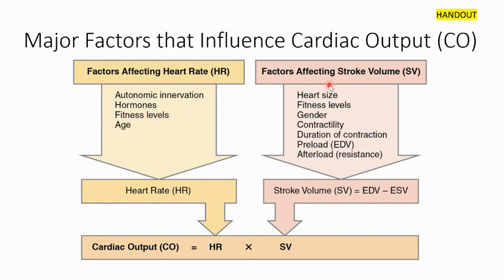What factors affect stroke volume? What factors affect the amount of blood leaving the heart with each beat? The size of your heart, the fitness level, gender, contractility, duration of contraction, preload, afterload. So we mentioned some of those previously, just adding a few more. So, because heart rate and stroke volume affect cardiac output, all of these are going to play a role in cardiac output.